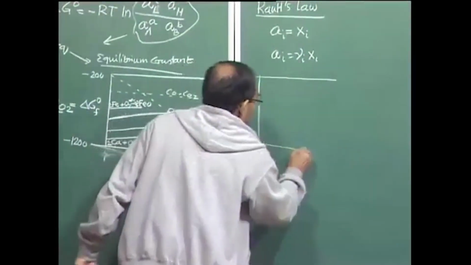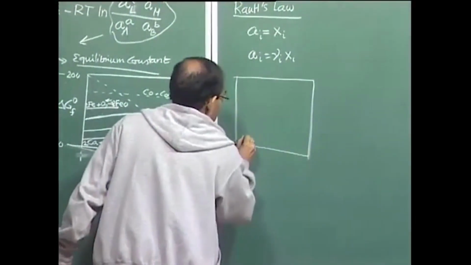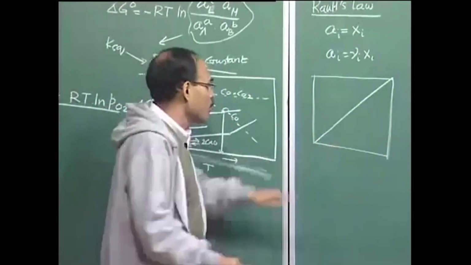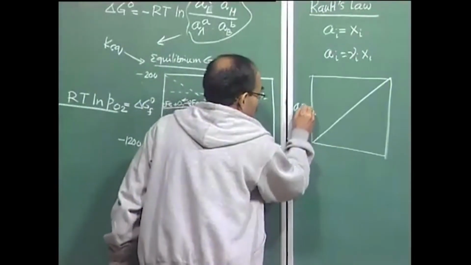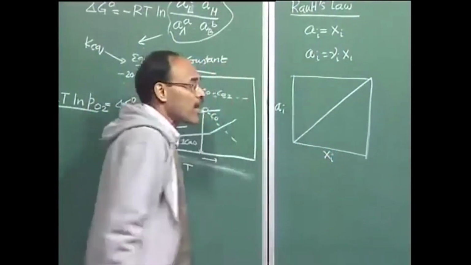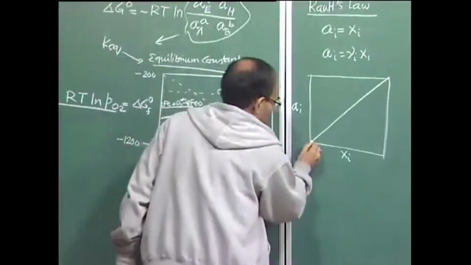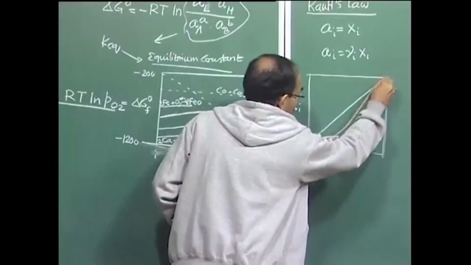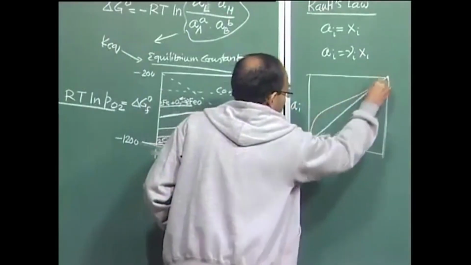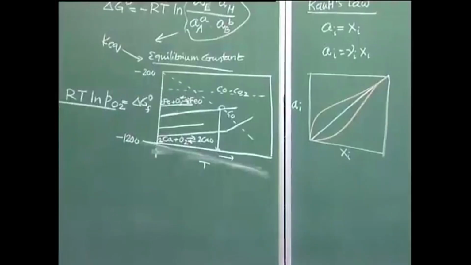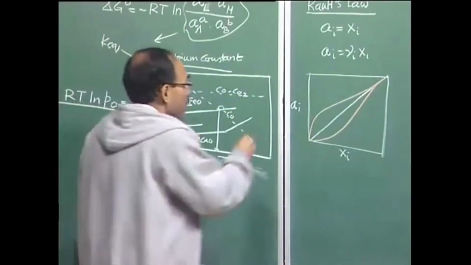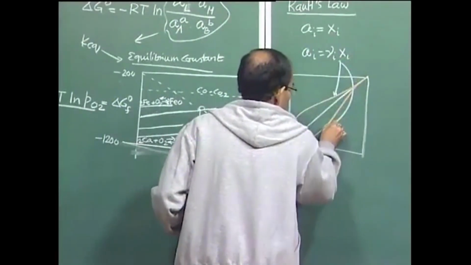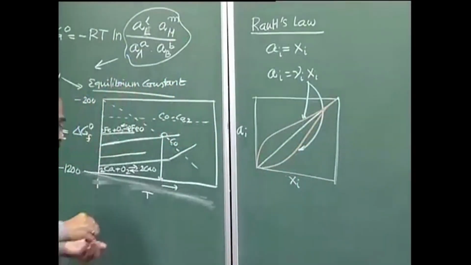So this is the Raoult's law line, where activity is equal to mole fraction, at an angle of 45 degrees. Here is the activity of i, and here is the mole fraction. This is the negative deviation and this is the positive deviation from Raoult's law, and that deviation behavior is explained on the basis of this expression.